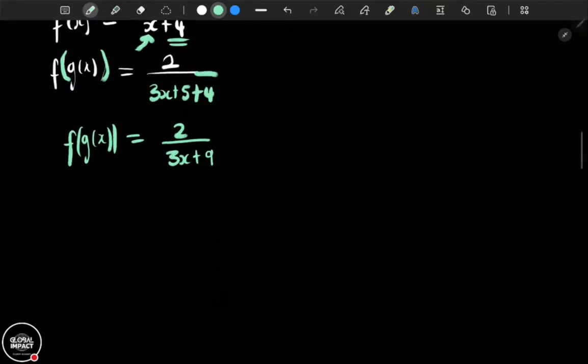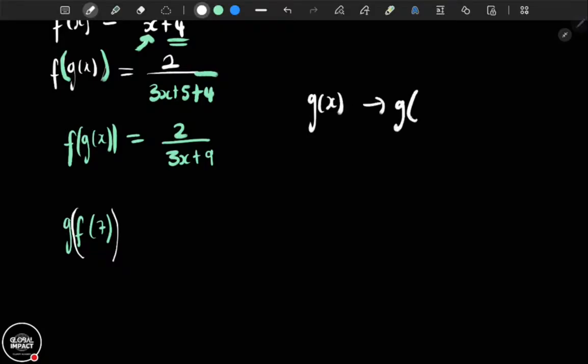They can say to you, find g f of 7. What is this? It means we are finding g of f of 7. So where there is x, we know it was supposed to be g of x, but now instead of x, we are putting f of 7. So we must first find that f of 7. That f of 7, we are going to put wherever there was x in g of x.